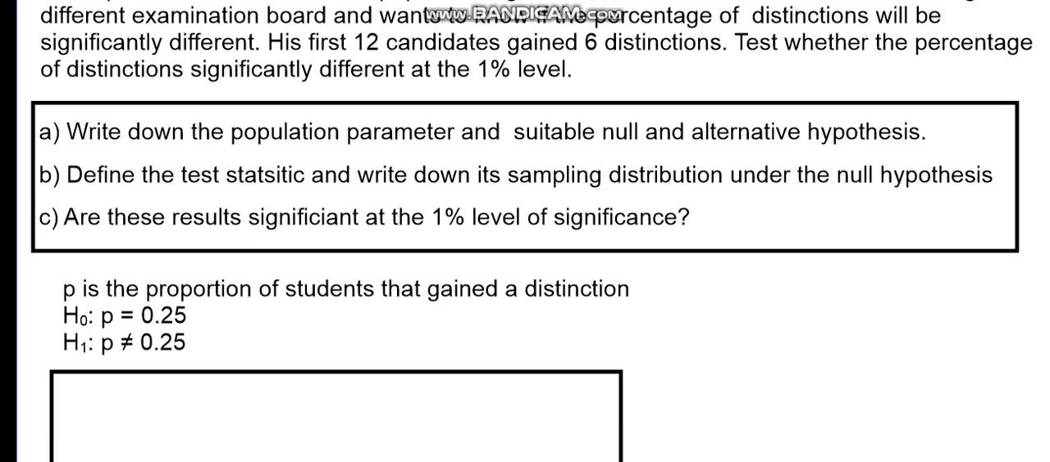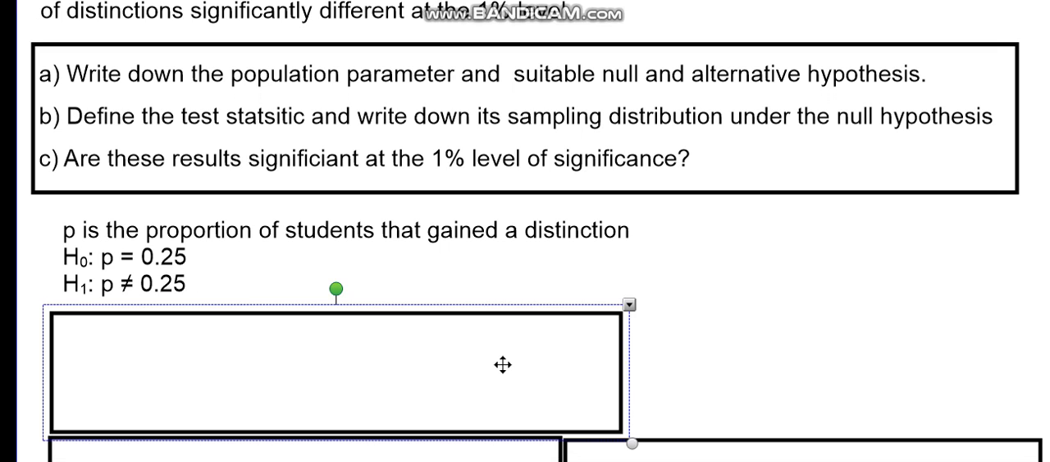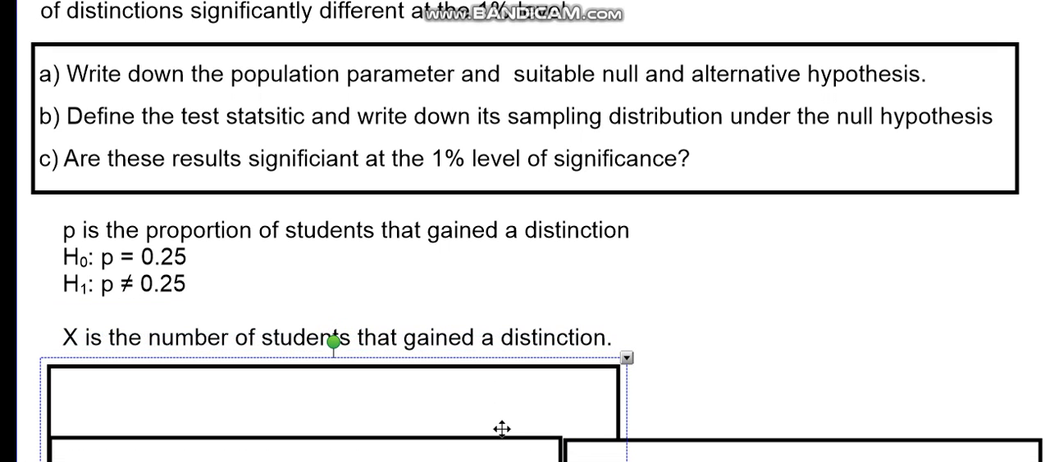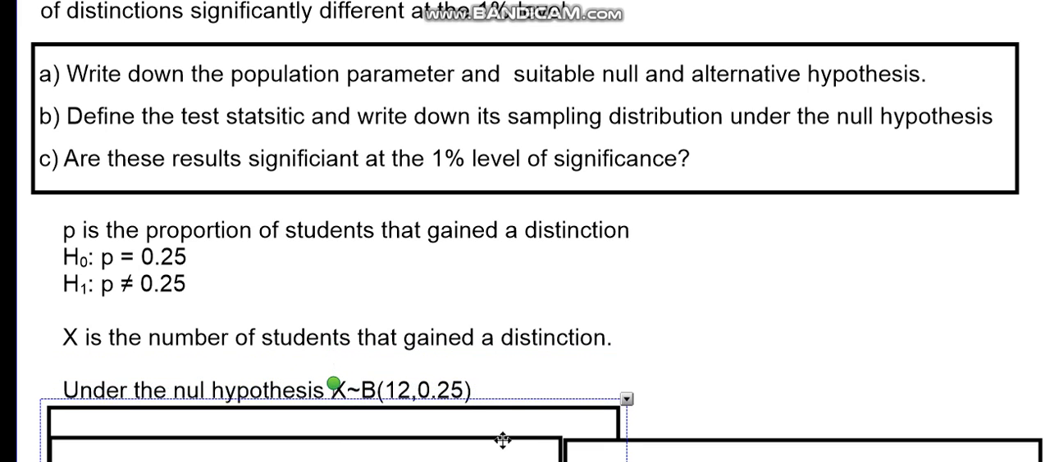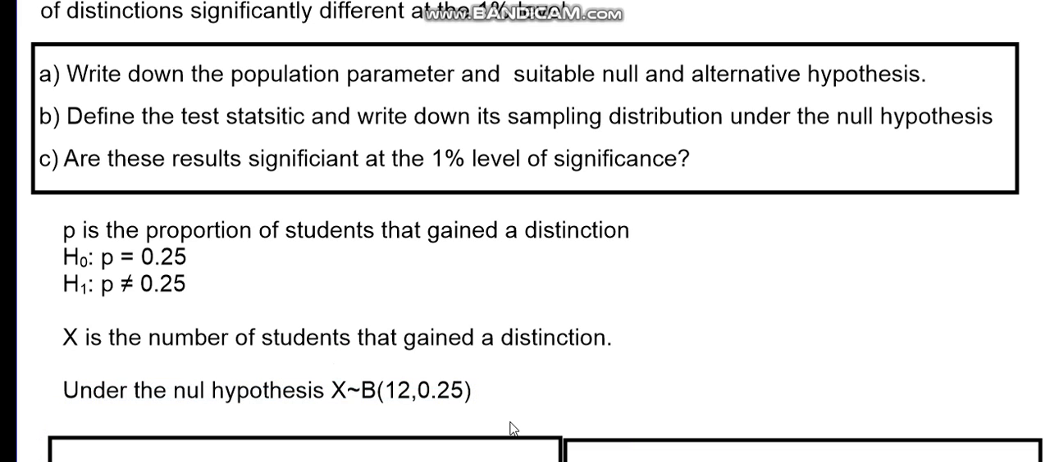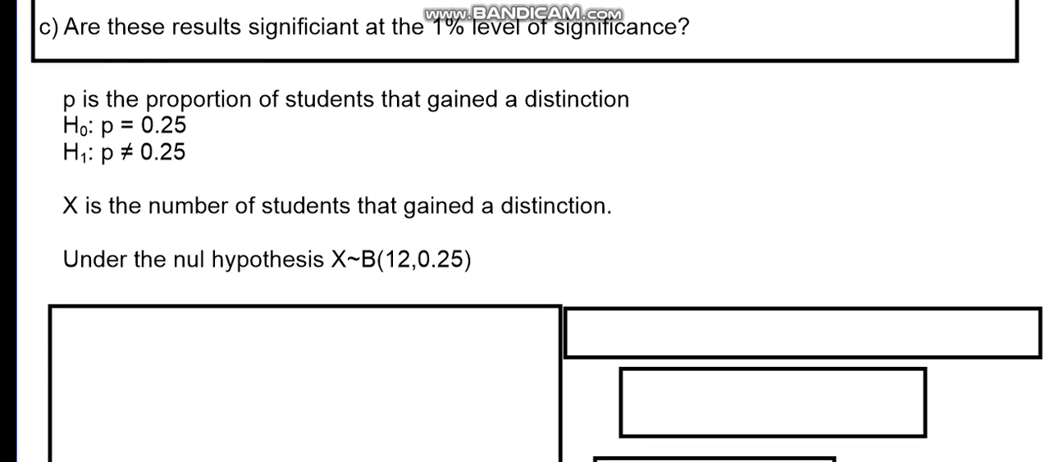Okay, define the statistic. Well, the statistic is always the number of something. So it's the number of students that gained a distinction. And it's a binomial distribution. There were 12 students, so N is 12. And under the null hypothesis, P is 0.25. So then we're going to do the actual test at the 1% significance level.